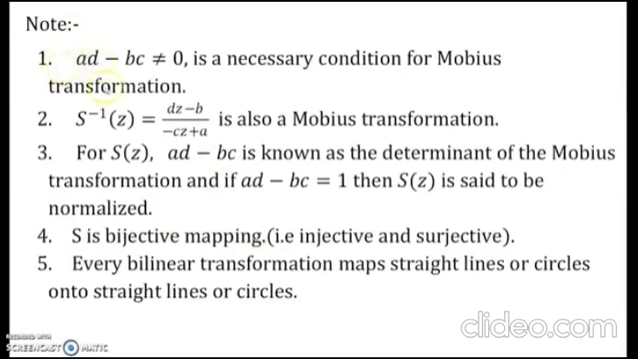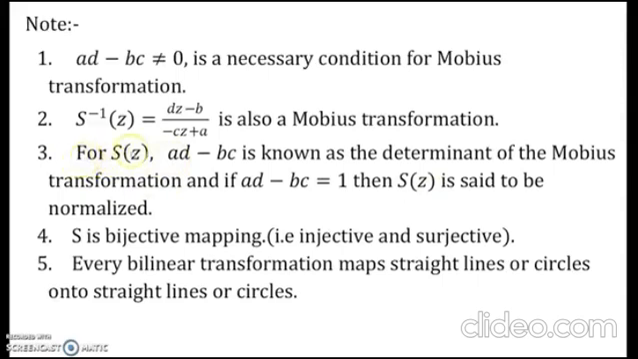Next are some important notes. In the given transformation, ad minus bc not equal to 0 is a necessary condition for a Mobius transformation. And S inverse of z equal to (dz minus b) by (minus cz plus a) is also a Mobius transformation. S of z is a bilinear Mobius transformation, and its inverse is also Mobius, because S is a bijective mapping, both injective and surjective.